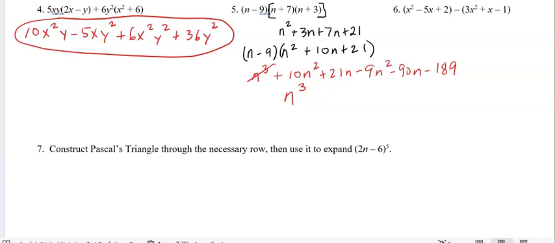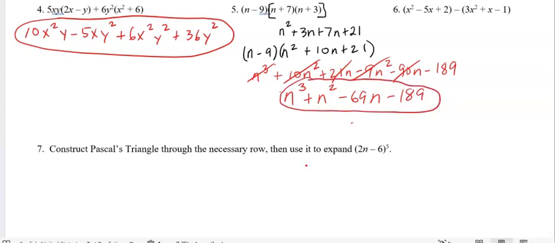10n squared minus 9n squared is positive 1n squared. Mark that. And then I've got a pair of n's that I can combine. So 21n minus 90n, that's going to be negative 69n. And then finally, I've got this constant on the end of this expression, negative 189. And so that ends up being my final answer for number 5.